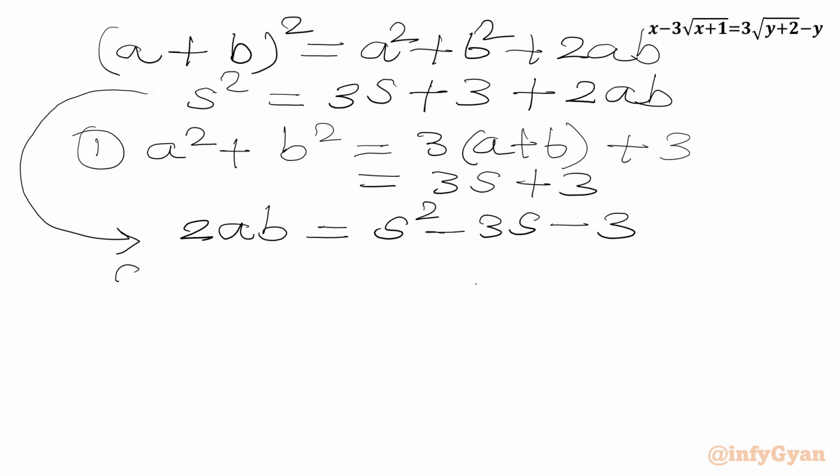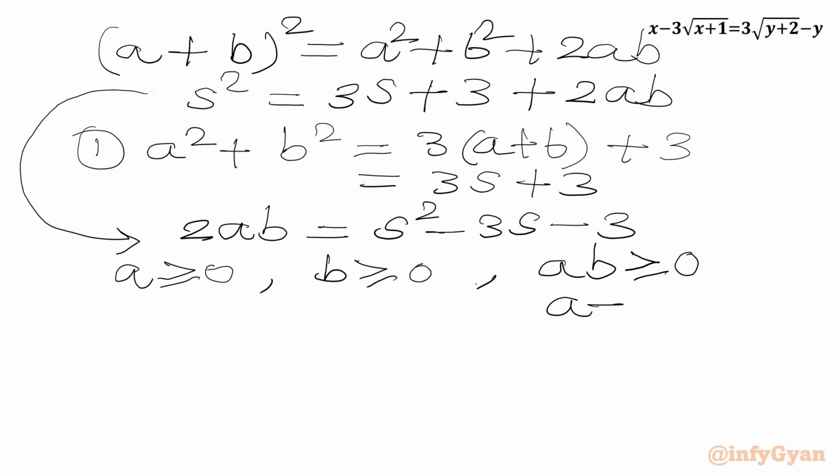Now we have conditions on a and b. A is greater than or equal to 0. B is greater than or equal to 0. If we will multiply two non-negative numbers, we are going to write here ab should be greater than or equal to 0, and at the same time a plus b must be greater than or equal to 0, non-negative values.